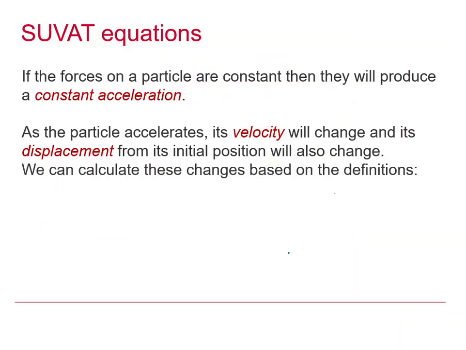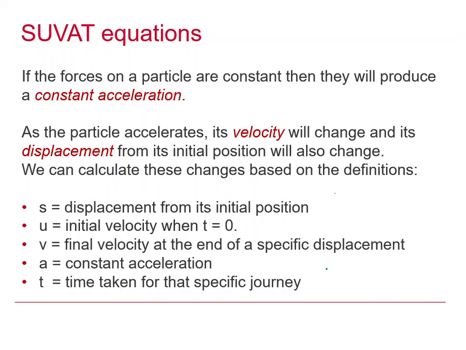First, we need to consider why we're bothering with this at all. If you've got forces acting on a particle which are constant, then Newton's laws tell us that you'll get a constant acceleration as a result. As a particle accelerates, its velocity will change and its displacement from the initial position will also change. And we use various standard letters to represent the variables that arise. So here's the list. S is the displacement, U is the initial velocity, V the final velocity, A is the constant acceleration. Remember, we must have that if Suvat is to be any help to us. And T is the time taken.